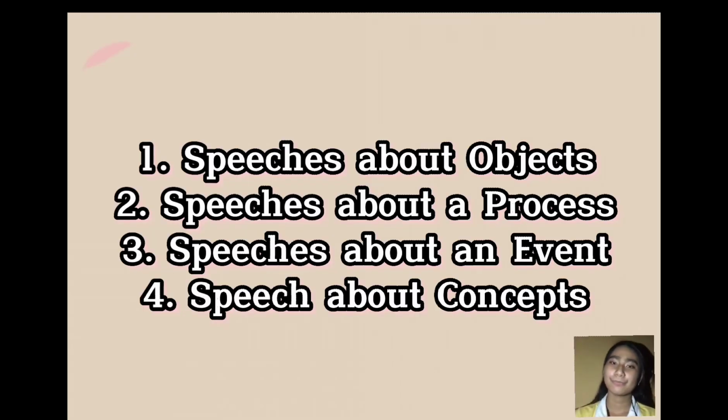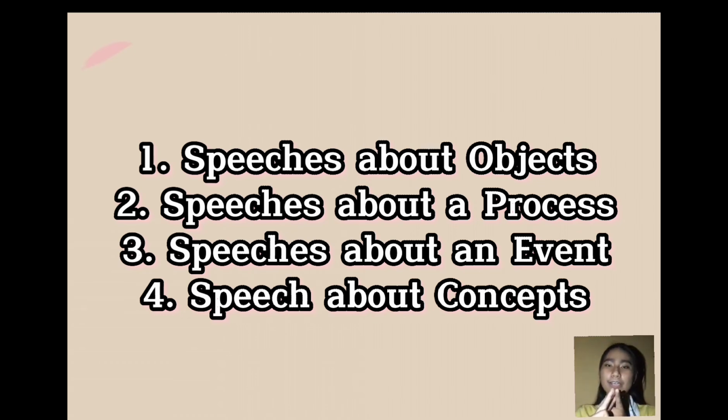So now, let's move on to the general informative speech topics. The first one is objects. Speech about objects. Objects are the things that exist in the world. This speech is merely used to talk about something that has physical value. So these are the things that exist in the world. This speech may include how the objects are designed, how they function, and what it is.